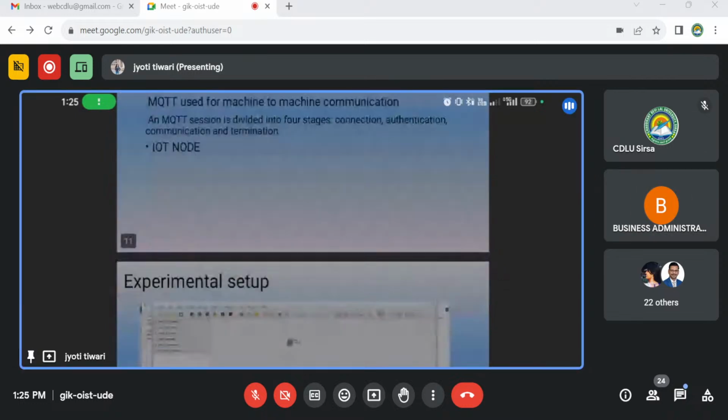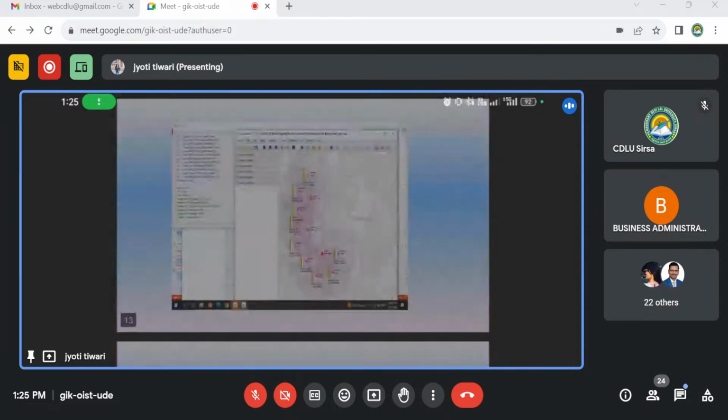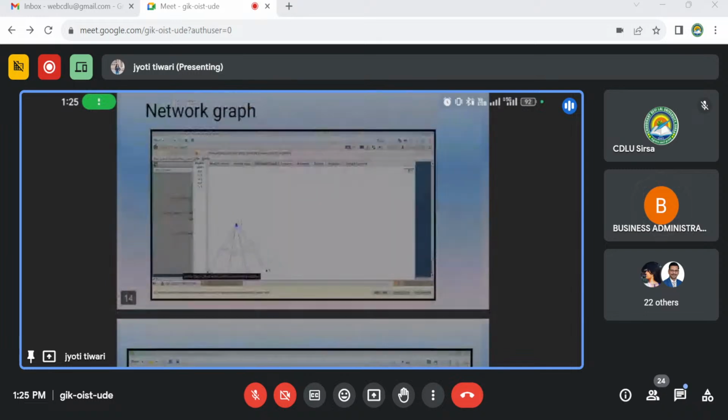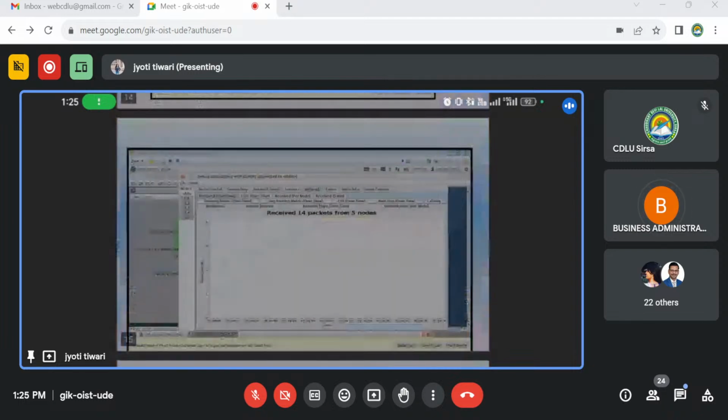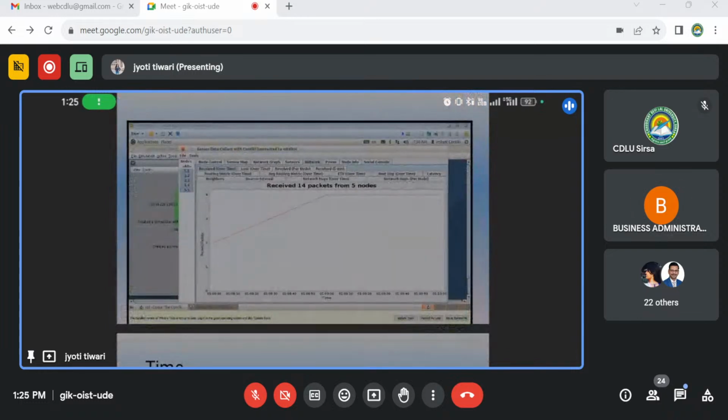Okay, sir. My experimental setup is that I'm performing the clustering in Cup Carbon, and this is my network graph showing everything connected to the sink. There are 5 sensor nodes and one sink. This shows the connections and which type of data is received. I'm calculating the total packet data ratio.